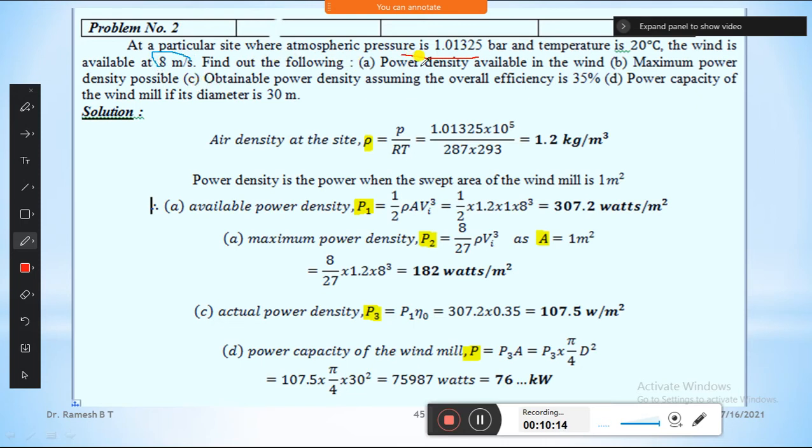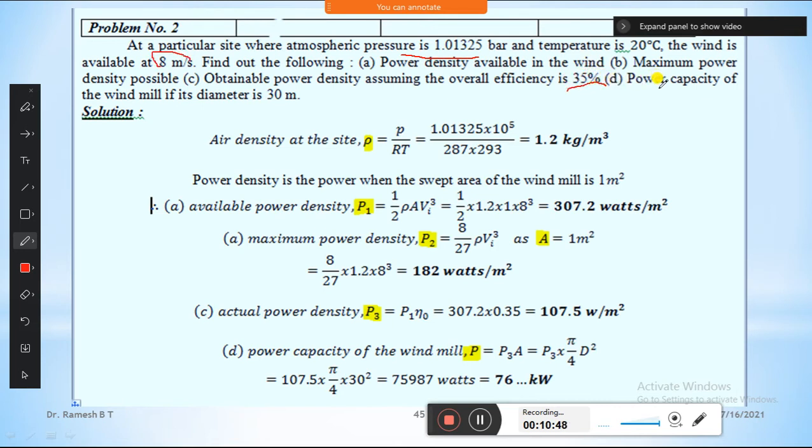First you have to find the power density available in the wind, that is the total power available in the wind. Second, the maximum power density possible, and third, the obtainable power density assuming overall efficiency. The first two are the total power as well as the maximum power, and the third one is the obtainable power related to the efficiency of the device. The device efficiency is only 35 percent.